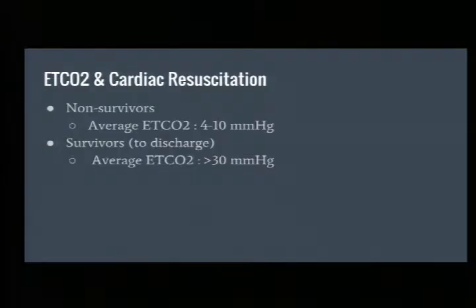Your end tidal in codes: basically, non-survivors were below 10. At 4 to 10, they did not survive. Those who survived to leave the building, like actually walk out, neurologically intact, their end tidals stayed above 30. So in that 10 to 30 range is where you got a lot of the survivors, but not neurologically intact. And if they pretty much stayed below 10 with good CPR, they were not going to survive their code.